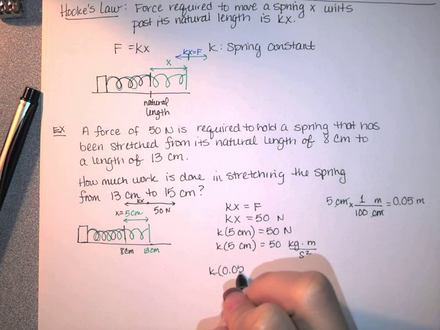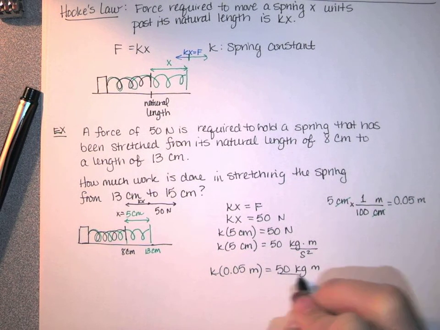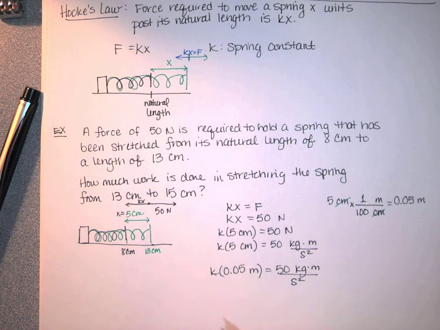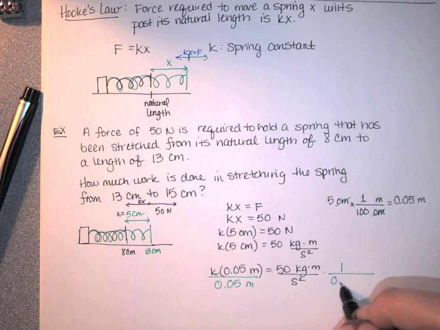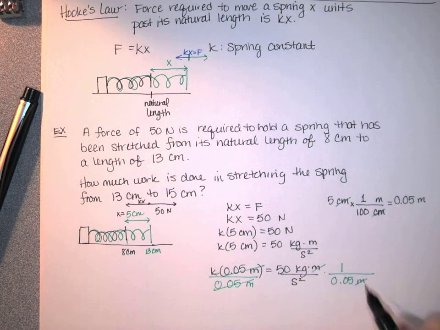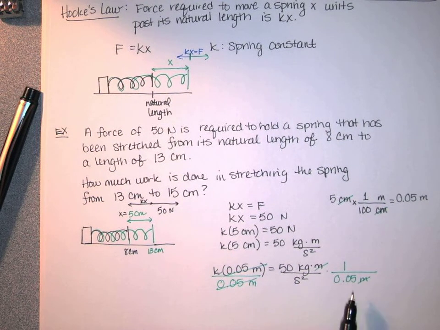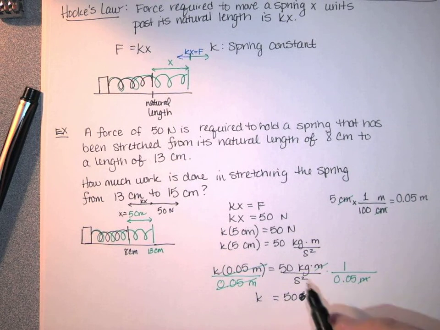This is going to be 0.05 meters times k equals 50 kilograms times meters per second squared. And then we're going to divide both sides by 0.05 meters. The meters reduce, and now I've got 50 divided by 0.05. That's my k. And the units are kilograms per second squared.